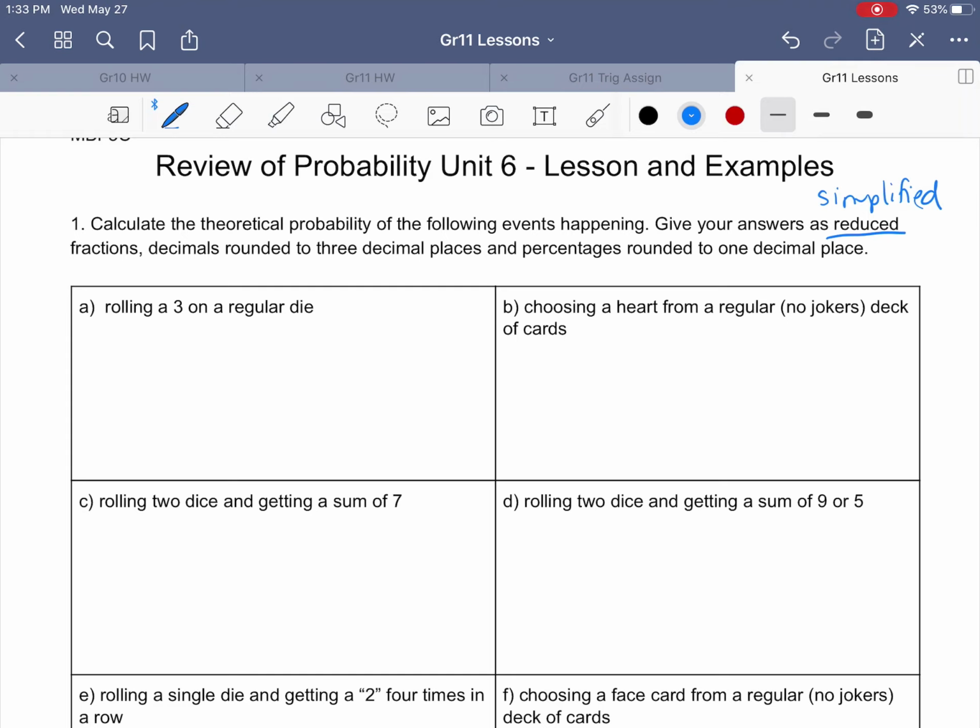So our first one is the theoretical probability of rolling a 3 on a regular die. A regular die is a 6-sided die. So we have a 1 out of 6 chance of rolling a 3 because it has the numbers 1, 2, 3, 4, 5, and 6. We can't reduce this fraction any further, so that's our reduced fraction, and now we want to put it into a decimal. In order to do that, we need to do the top number divided by the bottom number. So we're going to do 1 divided by 6, and now we're going to round this to 3 decimal places.